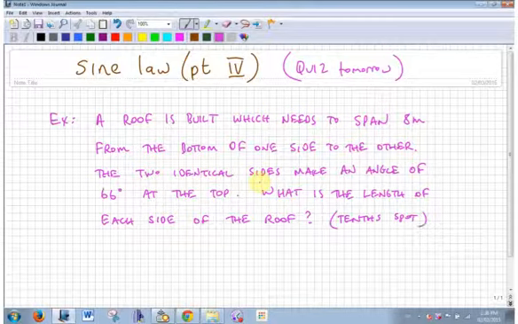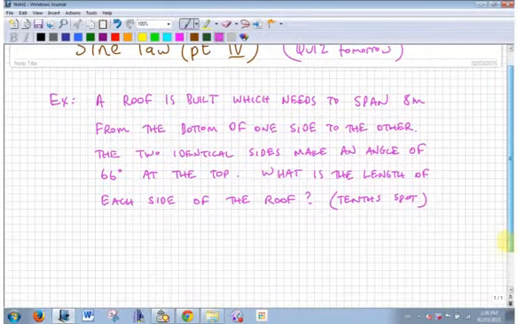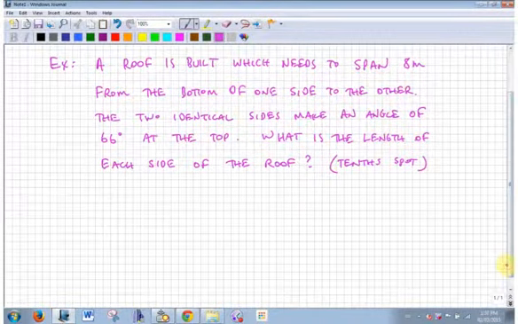The 2 identical sides, okay, hopefully you know what that word means, makes an angle of 66 degrees at the top. You know what 66 kind of looks like in degrees? Well, it's bigger than 45 and it's less than 90. So that's the wordage. We need to make a picture. It's pretty tough to be doing this in your head without one.